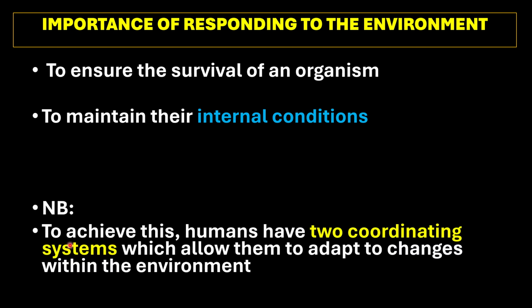Now, check this out. To achieve this, that is, to enable us to respond to the environment, to survive, and to maintain internal environment, we humans have two coordinating systems, two systems working together. And these two systems function together to allow us to adapt to changes within the environment. So since you have been told that there are two systems, let us go and explore those two systems that are enabling us to adapt to the environment.